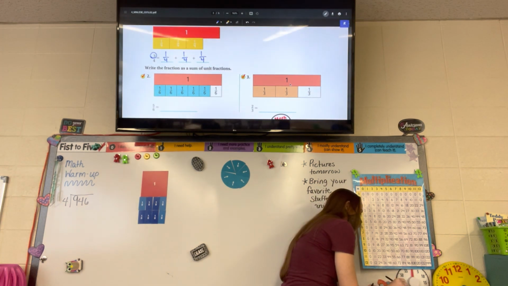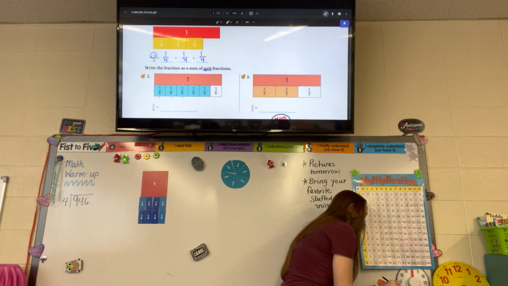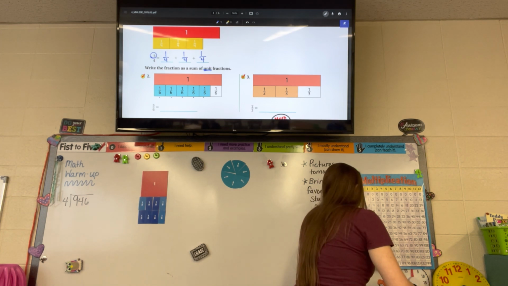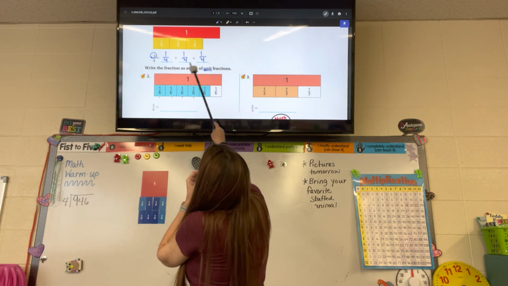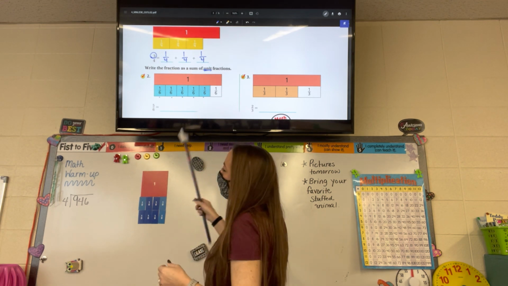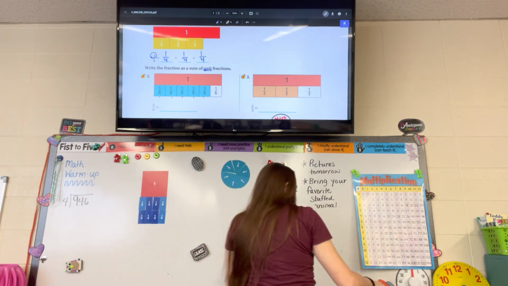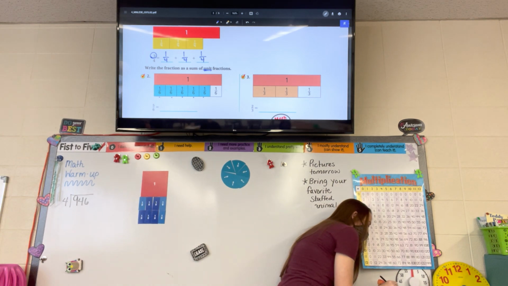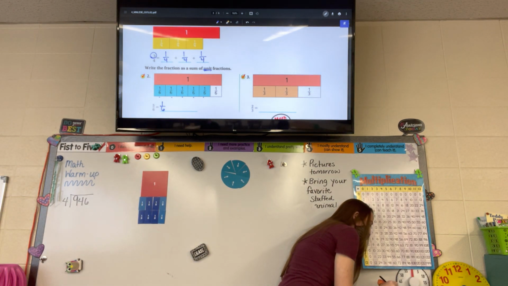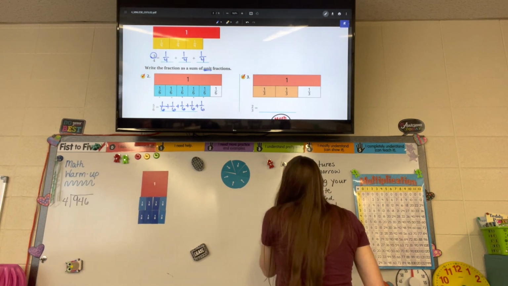Then it says write the fraction as the sum of unit fractions. So we have 1, 2, 3, 4, 5, 6 sliced pieces. On the first problem they gave us blanks, but on this one they don't. So how many unit fractions will we have? 5. So we're going to go 5/6 equals 1/6 plus. If you don't put the plus signs on the assignment today, you're going to get it wrong, because it tells you specifically sum, and that means I need to see addition signs.